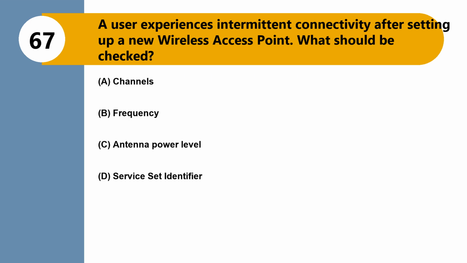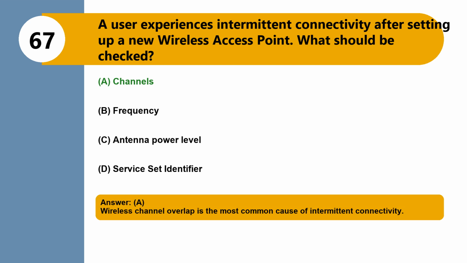Question 67. A user experiences intermittent connectivity after setting up a new wireless access point. What should be checked? Option A, channels. Option B, a frequency. Option C, antenna power level. Option D, service set identifier. The correct answer is option A, channels. Wireless channel overlap is the most common cause of intermittent connectivity.